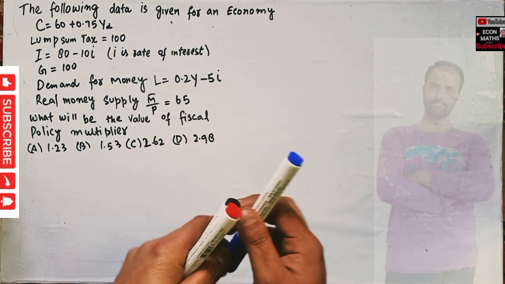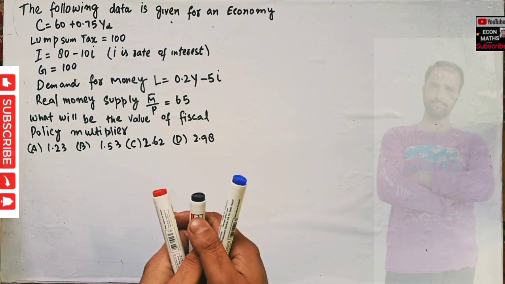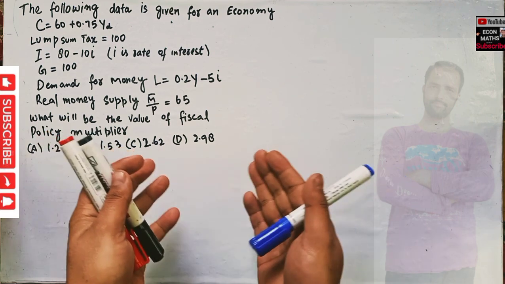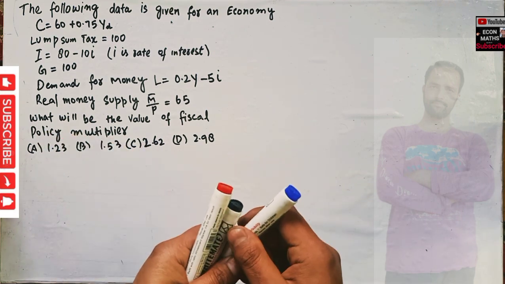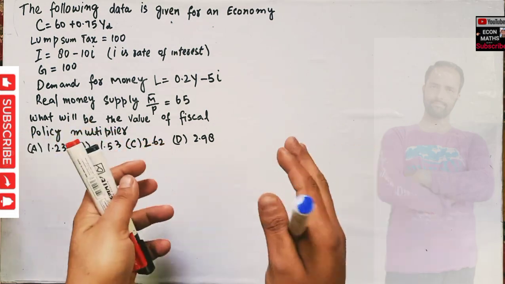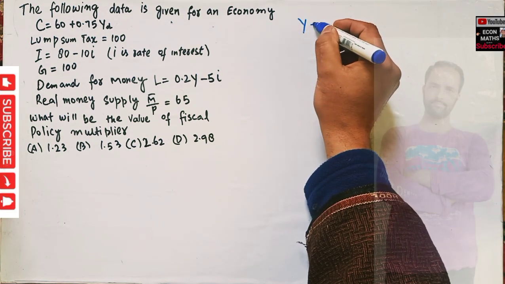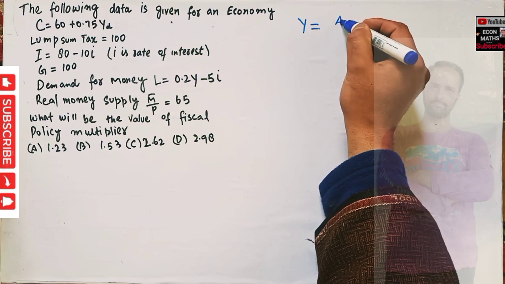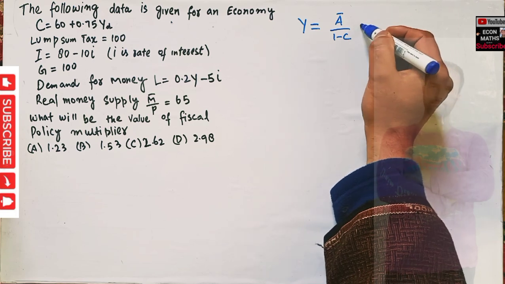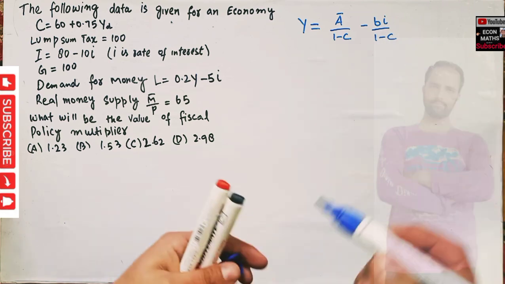Before we solve this, it will be better if we know how to find the fiscal policy multiplier. For that we need the IS equation and the LM equation. So how do we write the IS equation? The IS equation is given as Y is equal to A bar upon 1 minus c, minus b i upon 1 minus c. This is our IS equation.